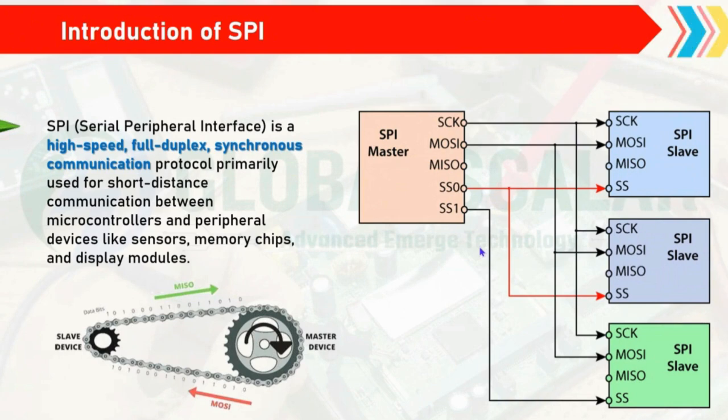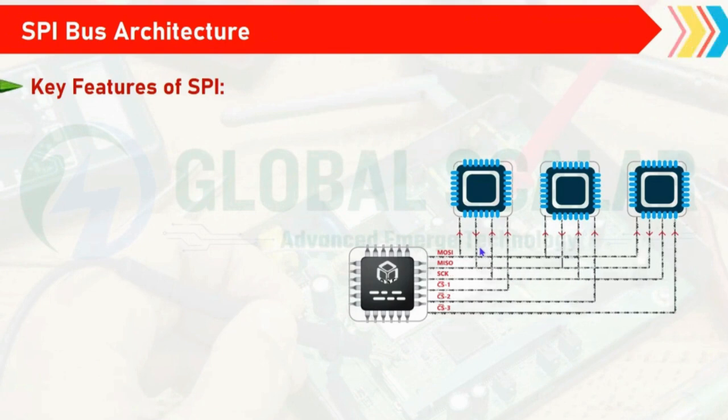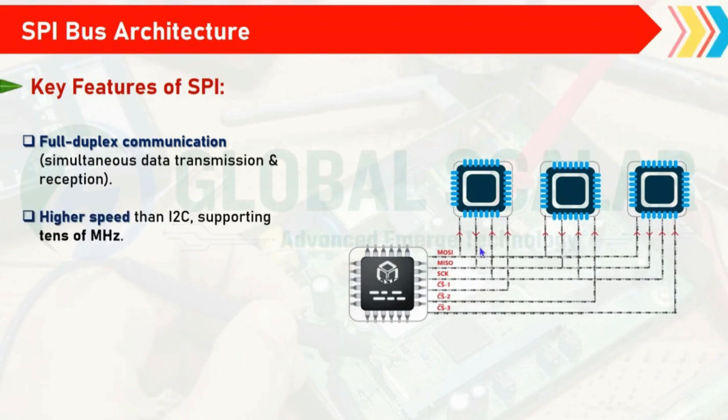So how does this SPI work? Specifically, the master will generate the clock signal to control the communication. What are the main key features of SPI? It is full duplex, where data transmission happens simultaneously, so data can be received and transmitted at the same time between the master and slave, and it is high speed compared to the I2C protocol.